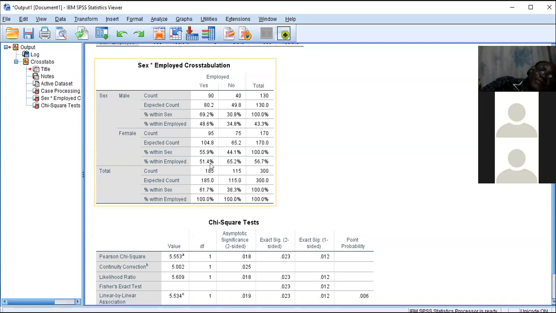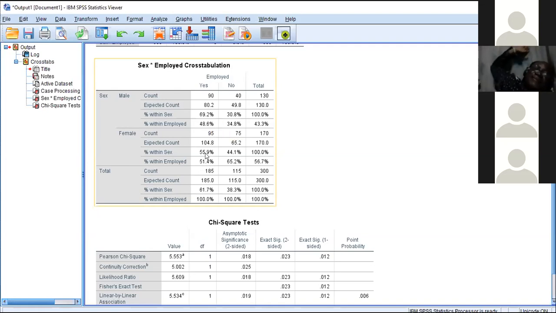That particular 95 is more than the 90 of male. 95 females are employed out of 170. 90 males are employed out of 130. If you do that, you will know that more males are employed, because when you put the percentage, the one within sex gives us 69 for male and 55.9 for female. So in this result, more males are employed when it comes to the percentage, not the absolute number.